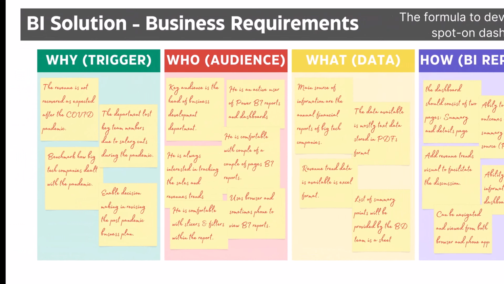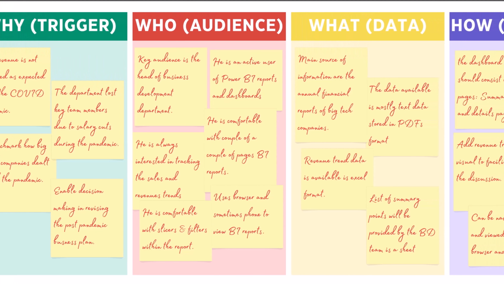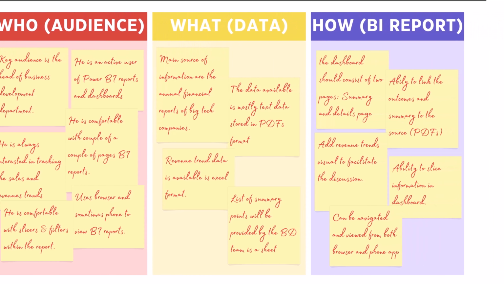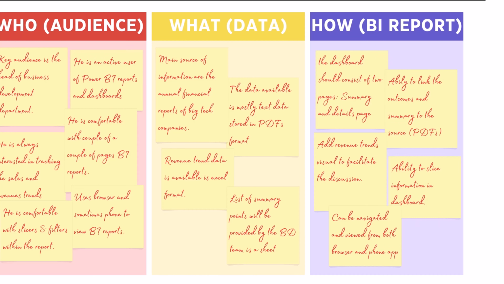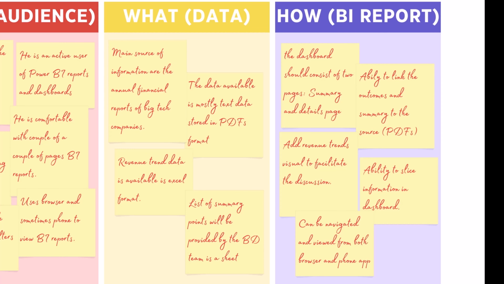First, we tried to understand the why, the real trigger behind the dashboard, and we discovered the revenue has not recovered as expected, and the business development team lost key members due to salary cuts during the pandemic. And we also discovered that the key audience for this dashboard is the business development head, and during our research, we discovered how he prefers to view the reports and access them. Also, we discovered that most of the data we have is in PDF format, coming from the annual reports for big tech companies. Today, we want to cover the how part, or developing the report.